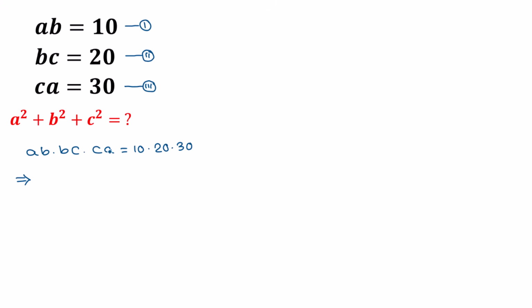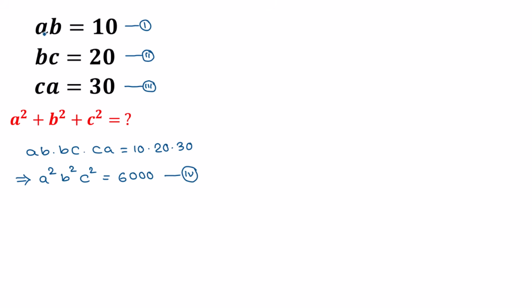Or this A and this A will make A square, this B and this B will be B square, and this C and this C will be C square, is equal to 10 times 20 times 30. This will be 6 and this 3 zeros. Consider this as equation number 4.